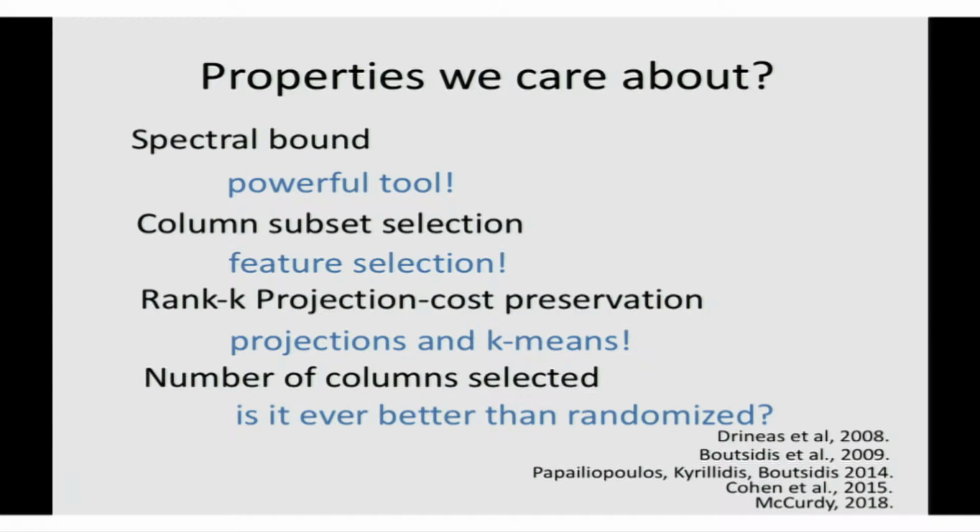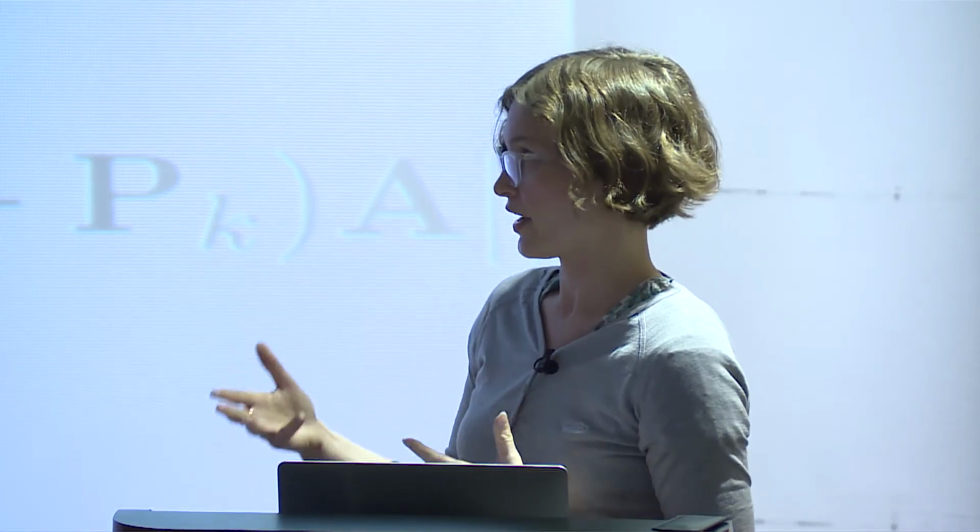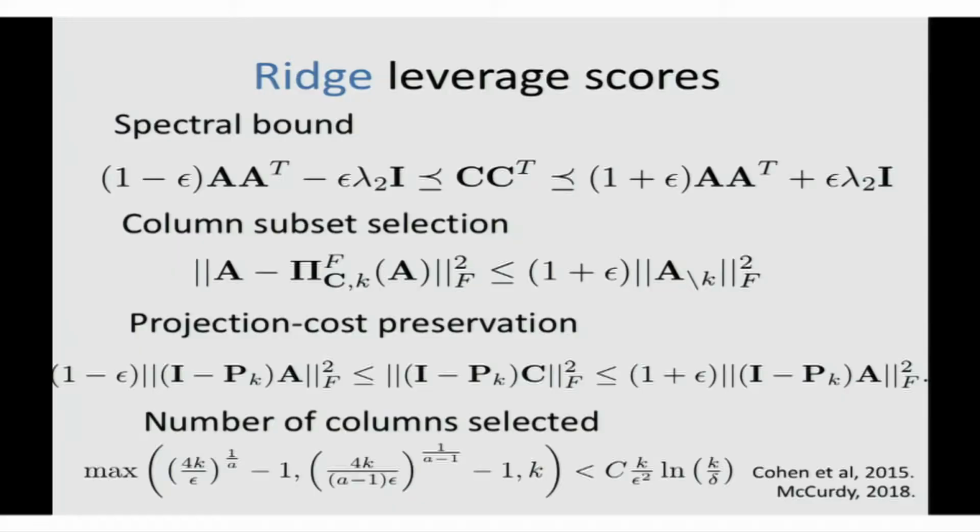And then lastly, you might ask, how does this compare to the number of columns selected, deterministic versus randomized algorithms, both using the same leverage scores? So the nice thing is that this deterministic algorithm actually satisfies all of these bounds, which are listed here.